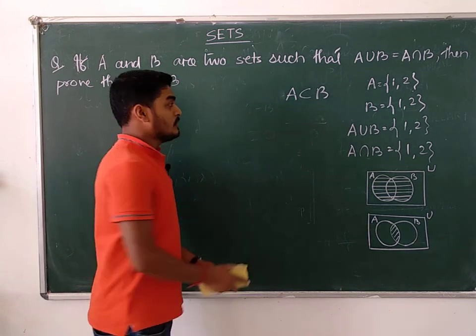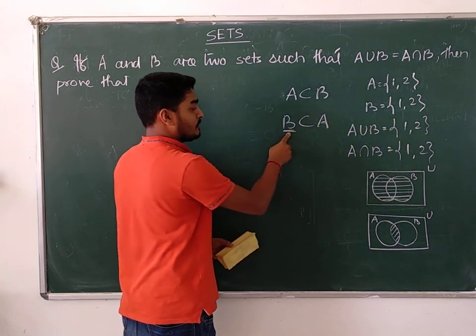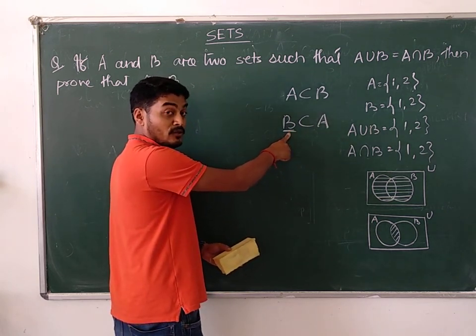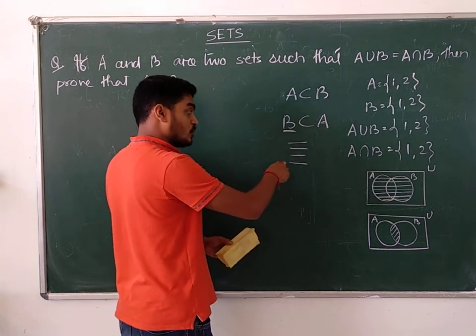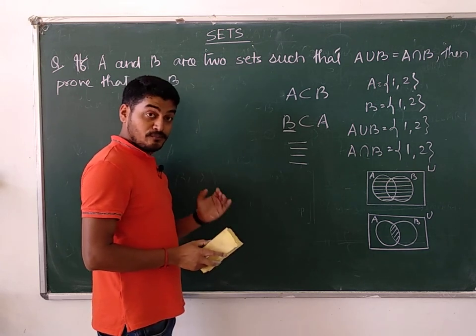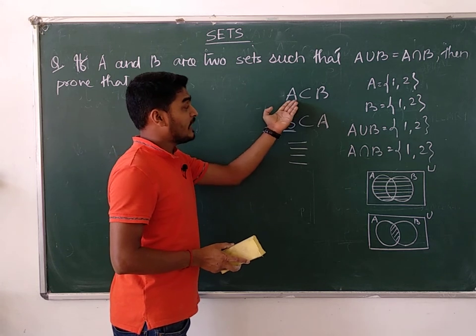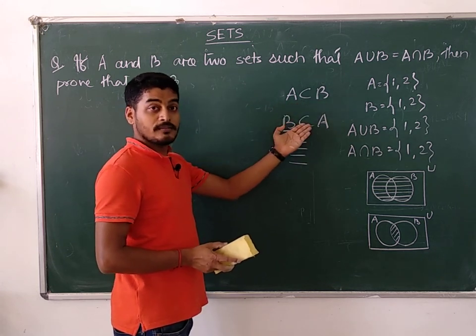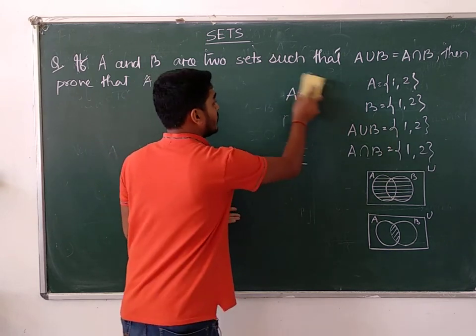So how can we show that B is a subset of A? In the same way, we will consider an arbitrary element from the set B. We will try to simplify, and we will try to show that that element is also there in A. If we can prove it, then obviously we can say that B is a subset of A. And if both cases are proved, A is a subset of B and B is a subset of A, then we can easily give the conclusion that the sets must be equal.